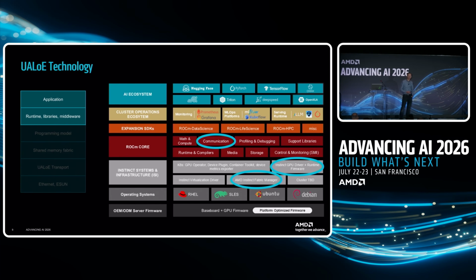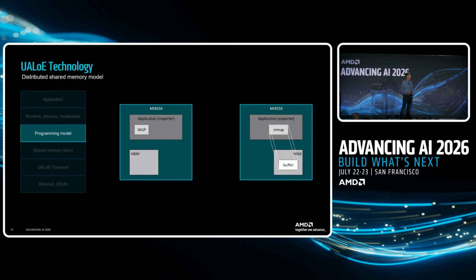And of course, AMD puts a lot of work into optimizing those and making sure that they are going to give the optimal performance on the Helios scale-up interconnect. But that's only a very small part of the software world. There's a huge ecosystem of third-party open source software, libraries, applications, and so on. Now, those communication libraries are built on top of the UALoE programming model. So UALoE is essentially UALink over Ethernet, and that's the technology name for the scale-up interconnect.